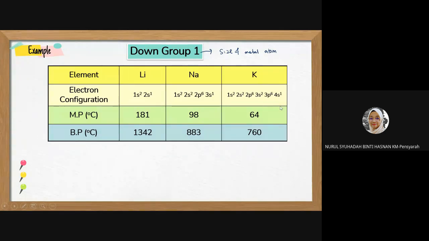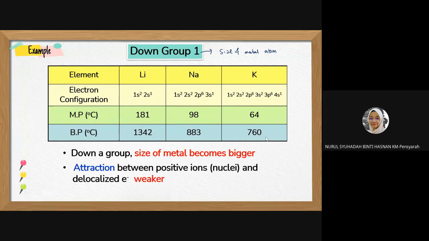Okay, jadi size dia paling besar antara 3 metal dekat sini, so it has the lowest melting point and boiling point. Okay, so down the group, size of metal becomes bigger. The attraction between positive ion and delocalized electron is weaker. So weaker metallic bond will give us lower boiling point. Okay, sebab ingat balik tadi kita nak kaitkan boiling point dengan ability to overcome the metallic bond. Okay, jadi lagi senang untuk overcome, lagi rendah dia punya melting and boiling point. Okay, so far untuk metallic bond, ada apa-apa nak tanya?